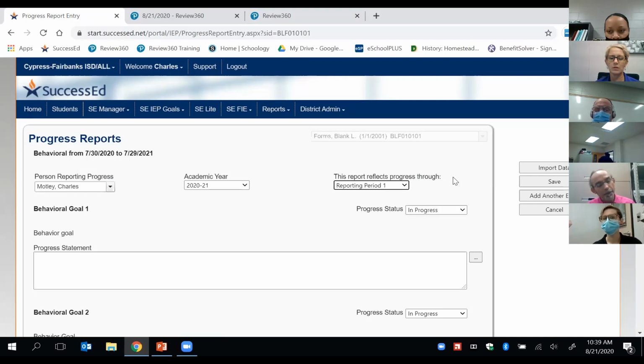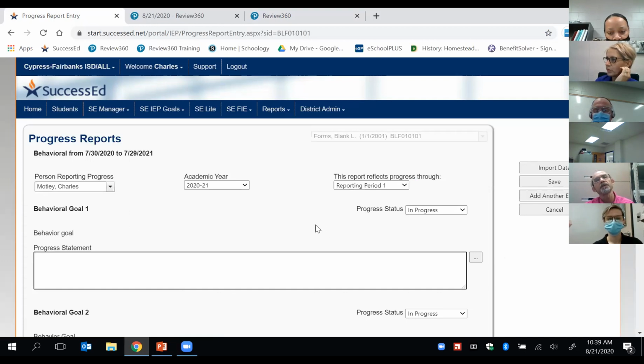I cannot demo that right now because it's not after September 8th, but after September 8th, if there were any data input into Review 360, whatever it's currently at from the start date of that grading period to the current day's date or the end of that grading period, it would automatically import that information into the progress statement box. Again, when I showed you earlier the summary report information, that's what would automatically appear right here.